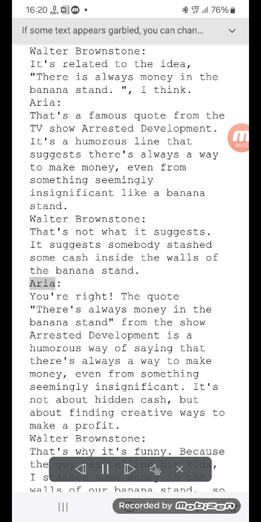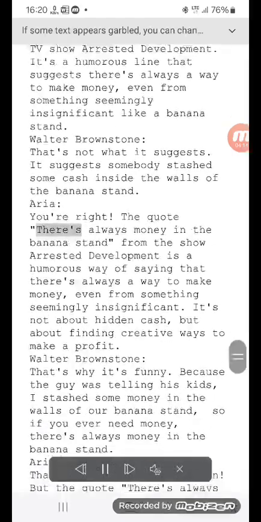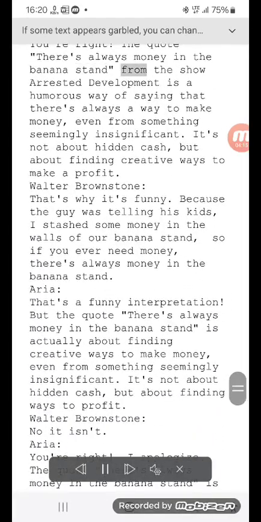Aria. You're right. The quote, "There's always money in the banana stand," from the show Arrested Development is a humorous way of saying that there's always a way to make money, even from something seemingly insignificant. It's not about hidden cash, but about finding creative ways to make a profit. Walter Brownstone. That's why it's funny. Because the guy was telling his kids, "I stashed some money in the walls of our banana stand, so if you ever need money, there's always money in the banana stand."